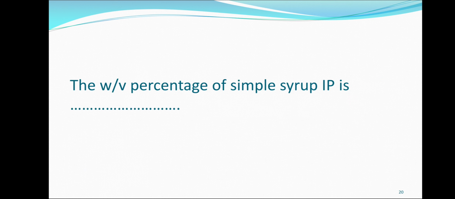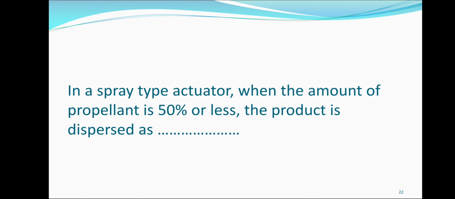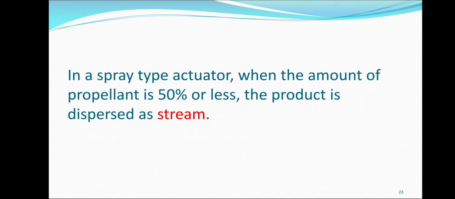Next is: the W by V percentage of simple syrup IP is dash. The answer will be 85%, not 66.67% W by W, because 66.67% is in weight by weight, but here it is W by V, so the answer will be 85%. In a spray type actuator, when the amount of propellant is 50% or less, the product is dispersed as dash. The answer will be stream.